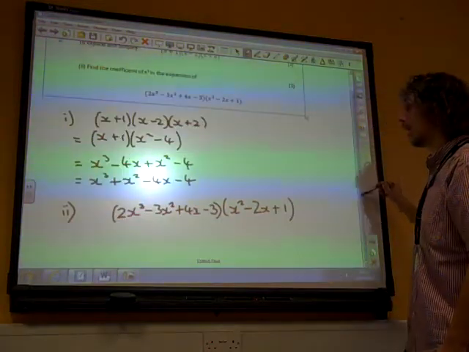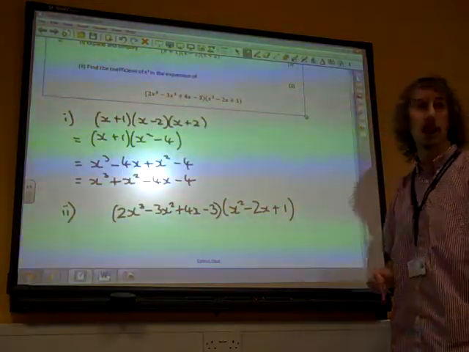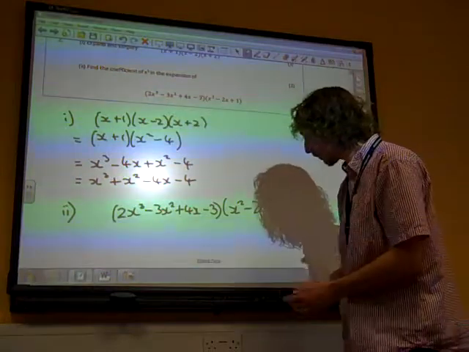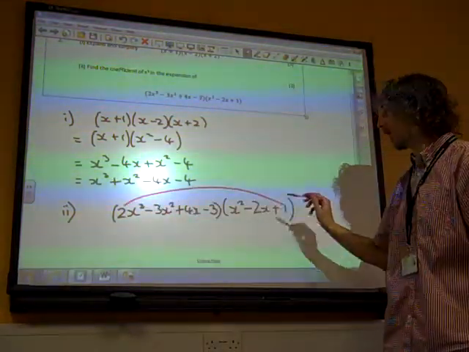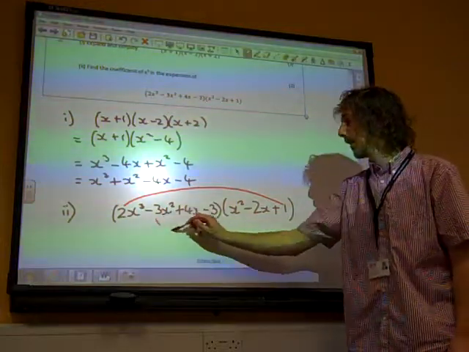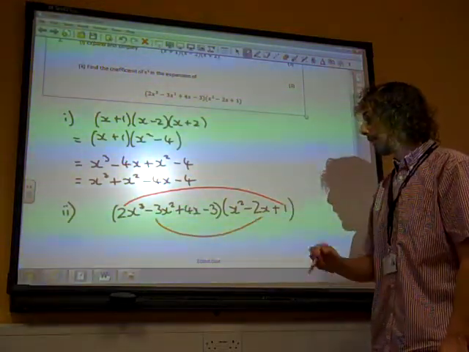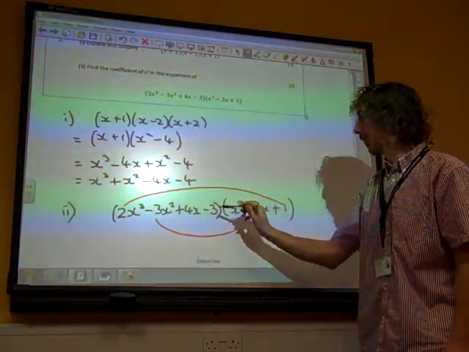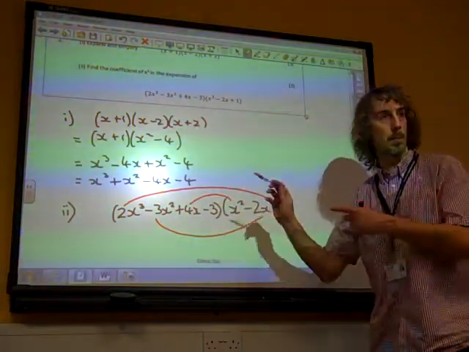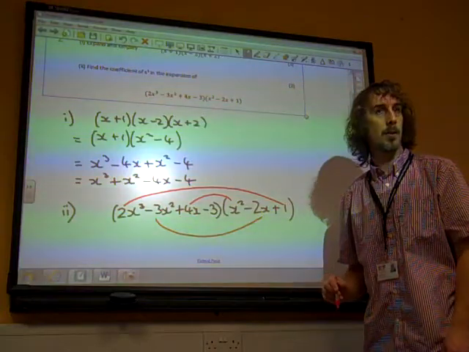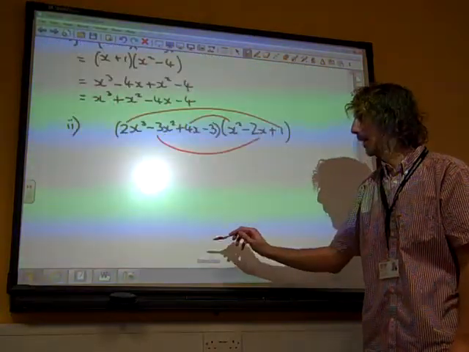So what we're going to do is look for how we could get a power of x cubed. We could get an x cubed by doing the 2x cubed times that 1. Doing that, minus 3x squared times that minus 2x. And that would give us an x cubed. And they're the only ways we could multiply things to get x cubed. And that's all that we're interested in.